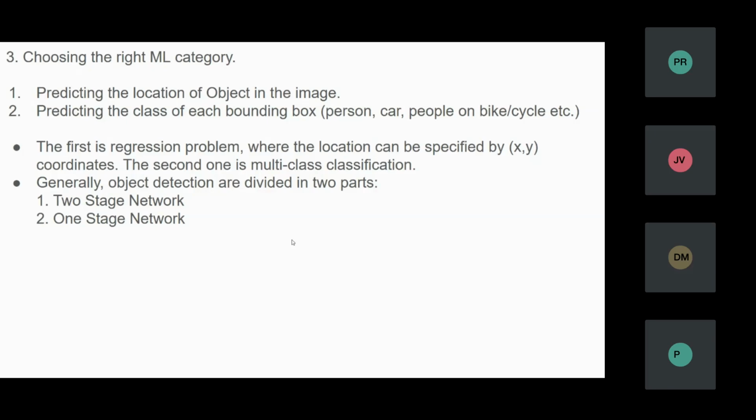The first point, which is predicting the location of the object in the image, is a regression problem, where the location can be specified by x and y coordinates. And the second part is classifying those bounding boxes, which is a multi-class classification.